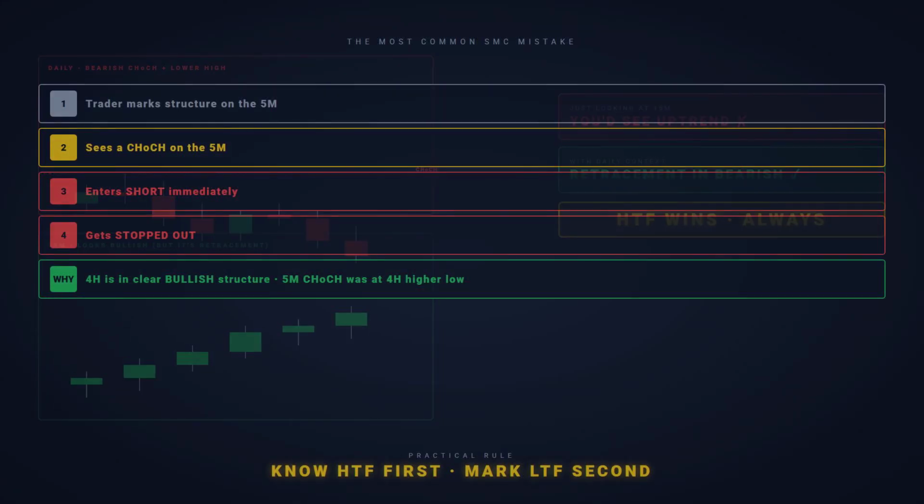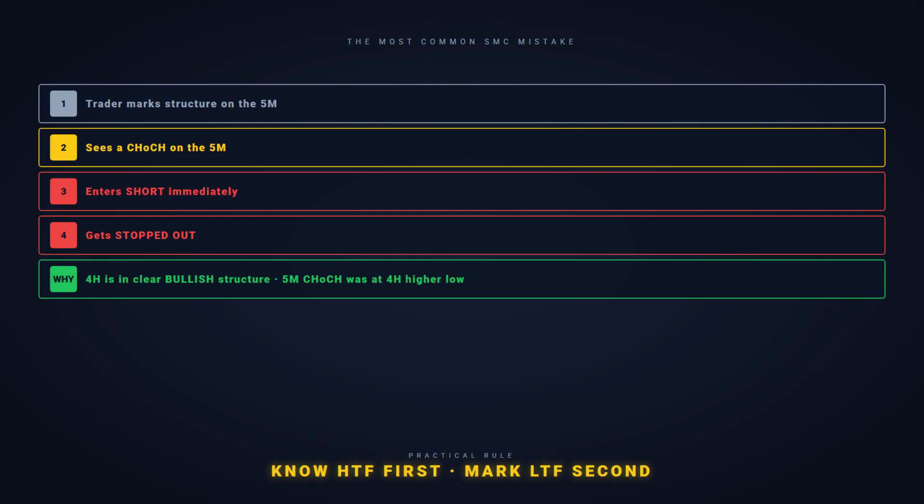This is the most common structural mistake in SMC trading, and it is responsible for more bad entries than any other single error. A trader marks structure on the 5-minute, they see a CHoCH on the 5-minute, they enter a short, they get stopped out. What they didn't check is that the 4-hour is in a clear bullish structure, and that 5-minute CHoCH is occurring right at a 4-hour higher low. The structure on the 5-minute was never the relevant structure. It was a sub-move inside a larger bullish leg.